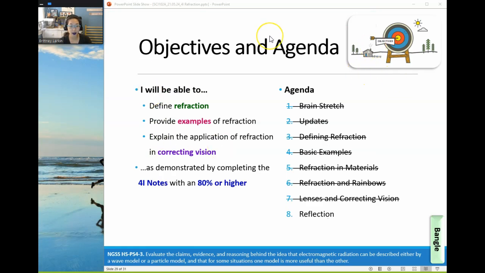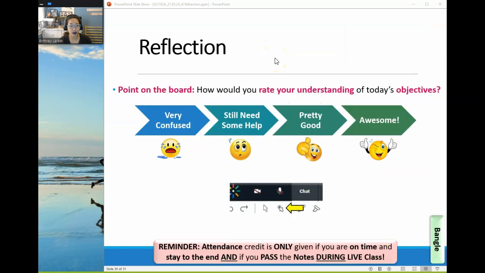All right, so we talked about refraction, examples of refraction in rainbows, the broken pencil, fishing, as well as our penny trick. And then we also talked about how refraction can then be used in a very practical way to correct vision. Go ahead and reflect to yourself. How do you feel about today's objectives?